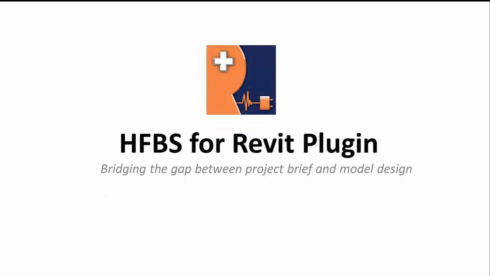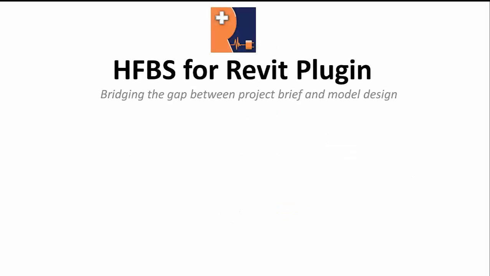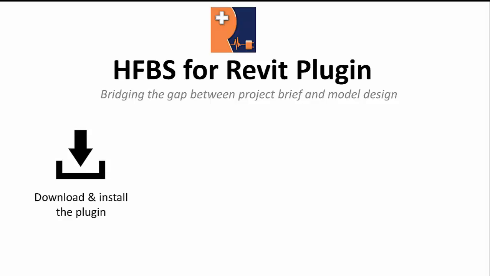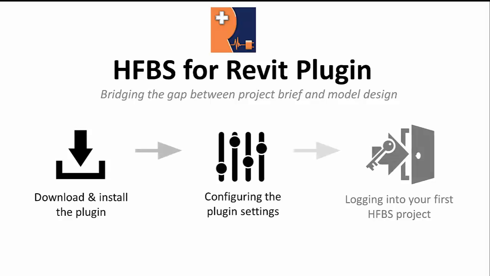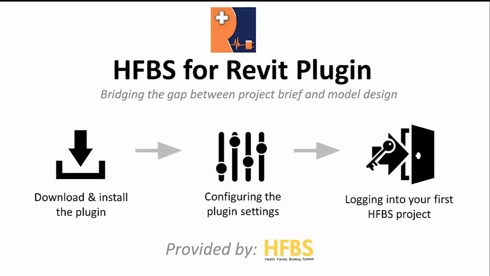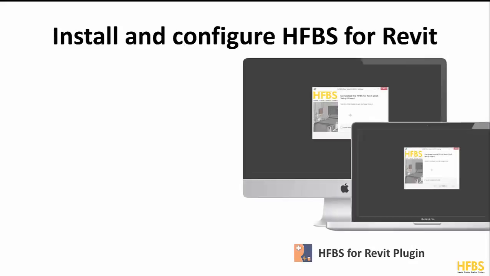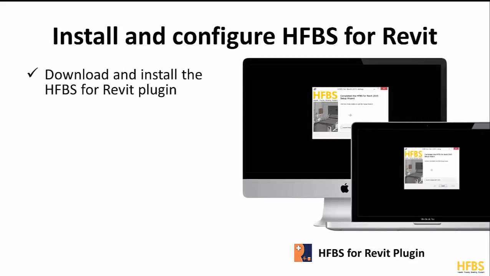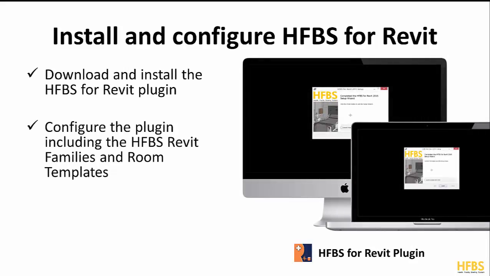Welcome to our how-to video demonstration on installing the HFBS for Revit plugin. The HFBS for Revit plugin bridges the gap between project brief and model design. The installation process follows 3 simple steps to download, configure, and log into HFBS to load a project brief in Revit. In this video demonstration, we will show you how to install and configure the HFBS for Revit plugin.